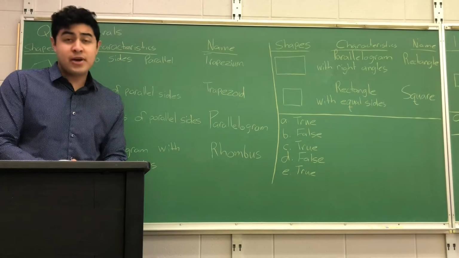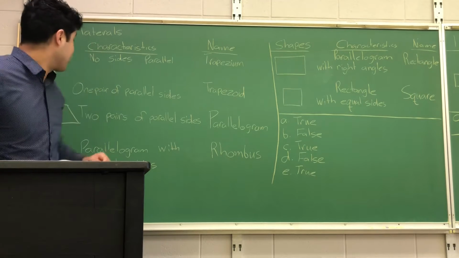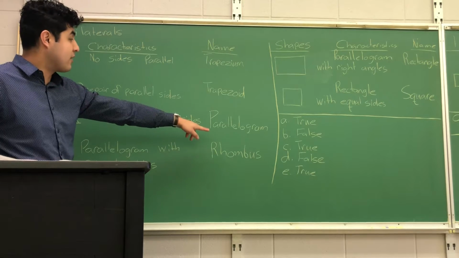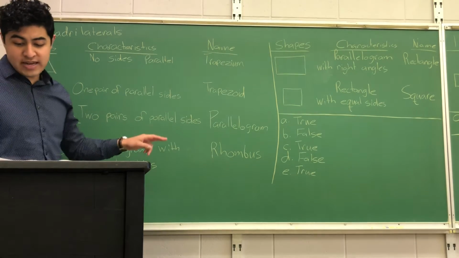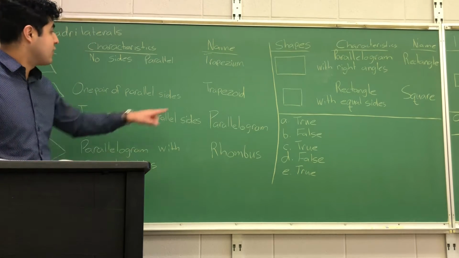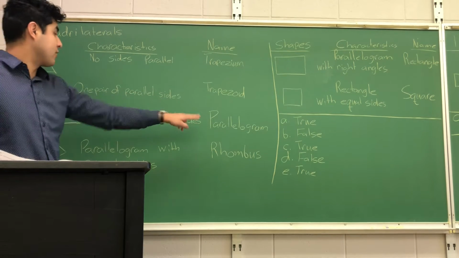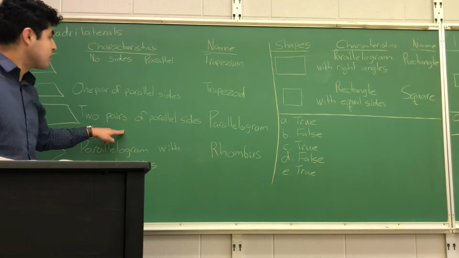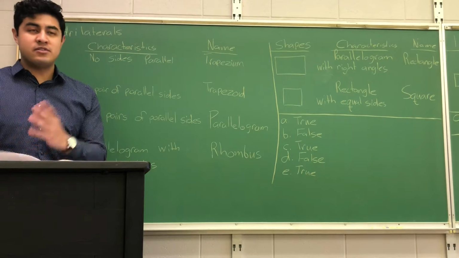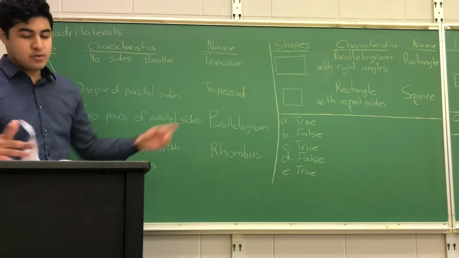Letter B, some parallelograms are trapezoids. Okay, so if we go back, we look at our characteristics for a parallelogram. It's two pairs of parallel sides. A parallelogram has two pairs of parallel sides. The statement was, some parallelograms are trapezoids. So let's look at our trapezoid. A trapezoid has one pair of parallel lines, where a parallelogram has two. So the statement is false. Some parallelograms are trapezoids can't be true because by nature of being a parallelogram, it has to have two pairs of parallel sides. So letter B would be false.